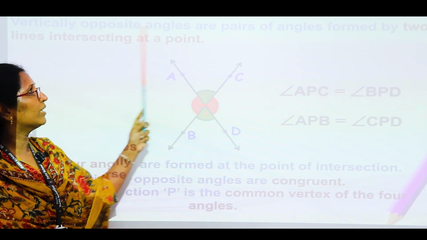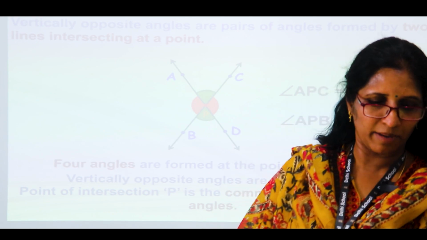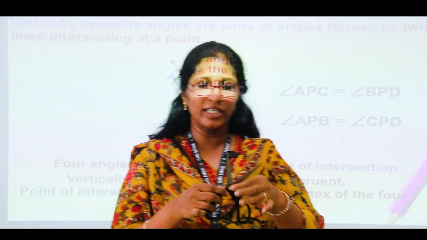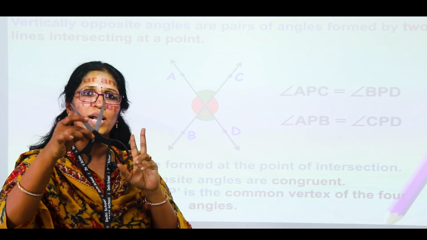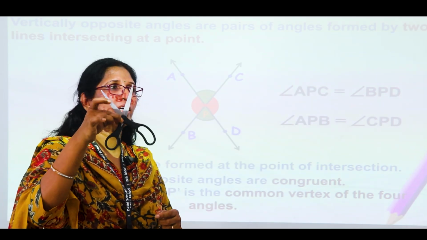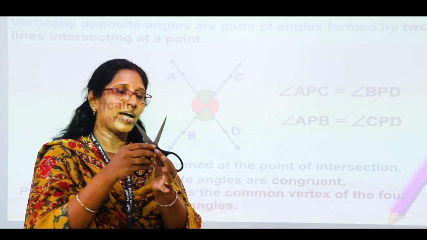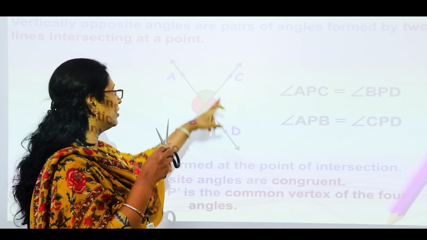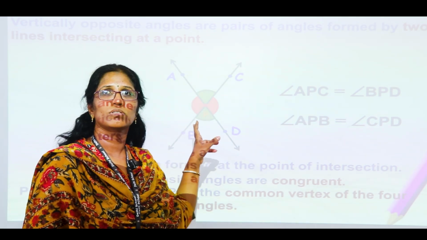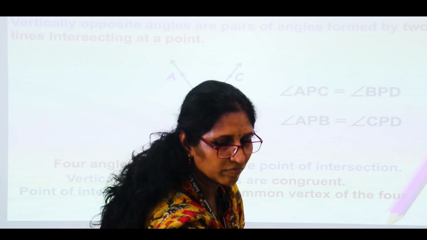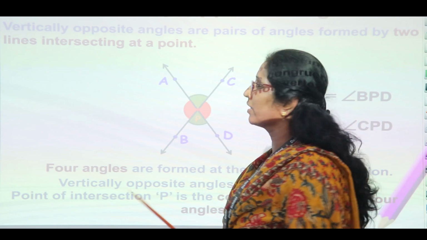Next, vertically opposite angles. As I showed you before, an example is a scissors. This we can take as a vertically opposite example where two lines cross each other. We can form vertically opposite angles in this. Actually, when two lines cross each other, we can see four angles formed by them.